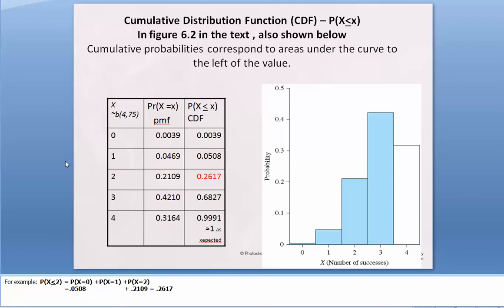X less than or equal to 1 means x can be either 0 or 1. So you add these two, you get this. You can check it yourself. X less than or equal to 2 would be, you need to add all these three up, or you can add this with this to get this. That's what I have shown in here. Likewise, you can keep on adding these numbers to get this. And then finally, you can notice the last possible value will have a cumulative distribution function of 1. So that is how you find the CDF values.